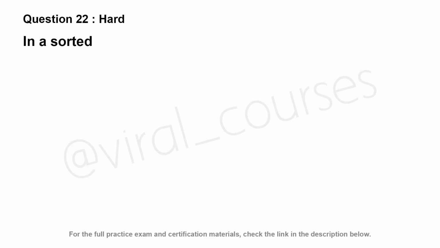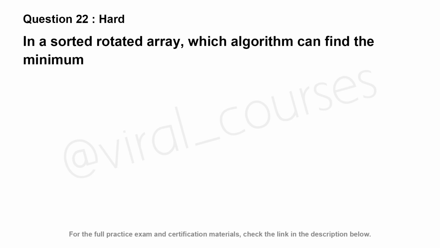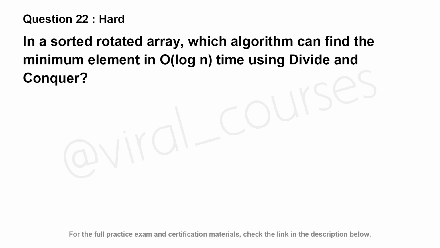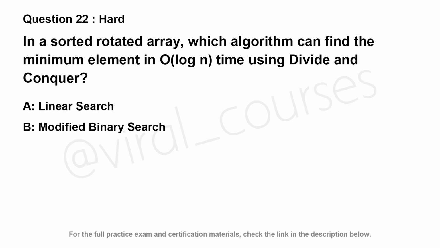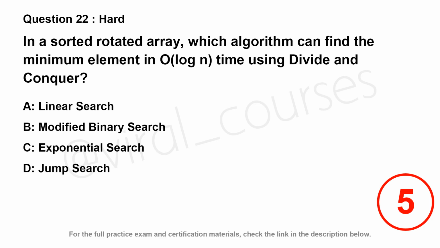In a sorted rotated array, which algorithm can find the minimum element in O(log n) time using divide and conquer? Option A, linear search. Option B, modified binary search. Option C, exponential search. Option D, jump search.